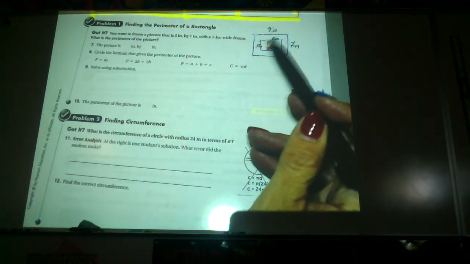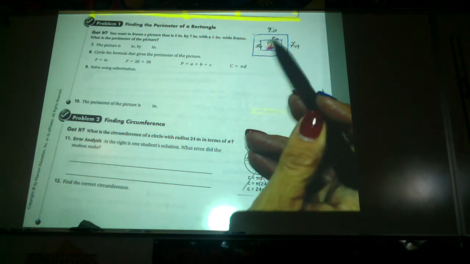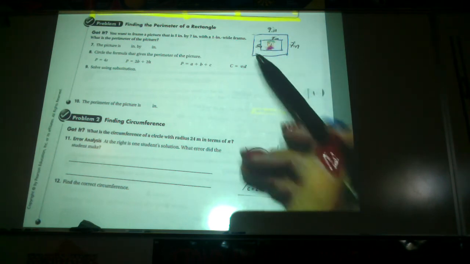And if this were a multiple choice question, one of the answer choices would be 12 inches. Why? Because usually they're only going to label the length and the width. They're not going to label all 4 sides. And oftentimes students only add what's labeled.